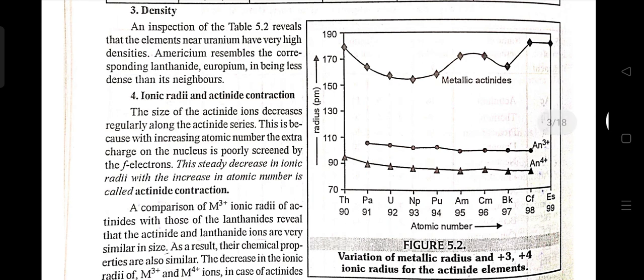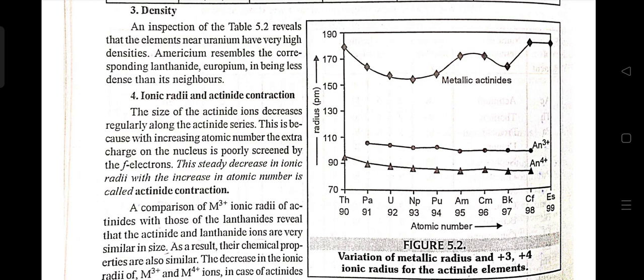Density. An inspection of Table 5.2 reveals that the elements near uranium have very high densities. Americium resembles the corresponding lanthanide, europium, being less dense than its neighbors. Ionic radii and actinide contraction.